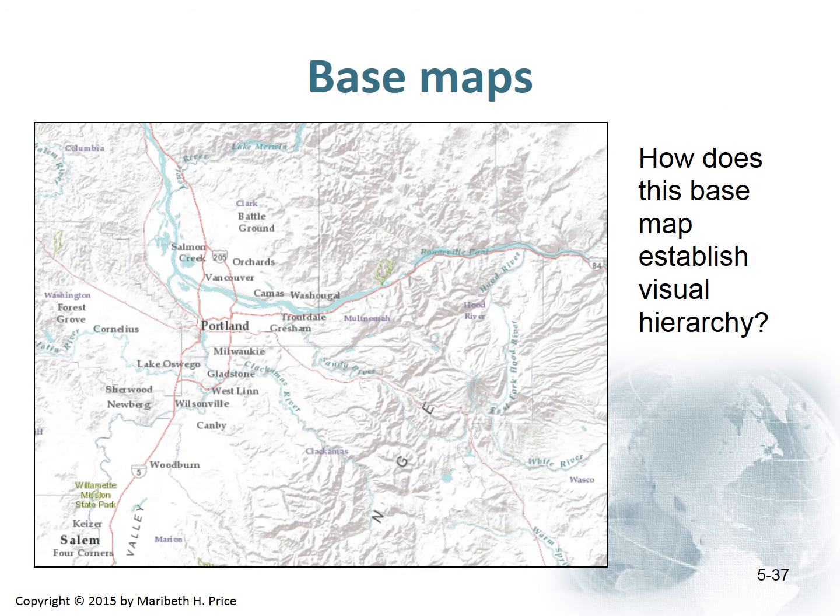Base maps. How does this base map establish visual hierarchy? Well, there's a couple of ways. One, you notice that the size of the font for the locations identify more prominent cities by using a larger, bold font. Same way with the roads, you see darker lines for the highways, and then you have other less prominent roads. Rivers are the same way. Larger streams are larger, smaller ones are smaller, etc.